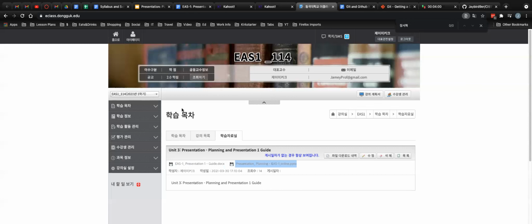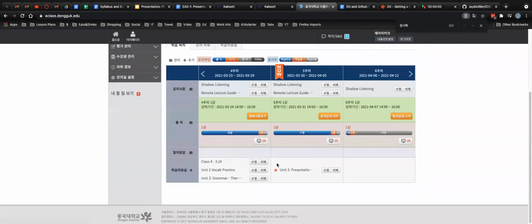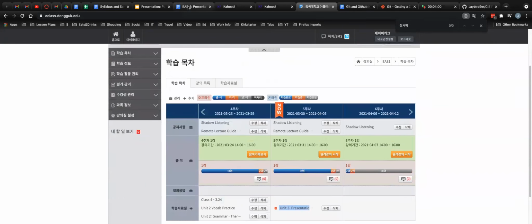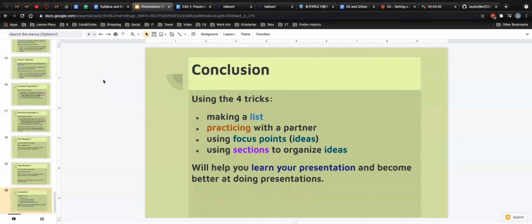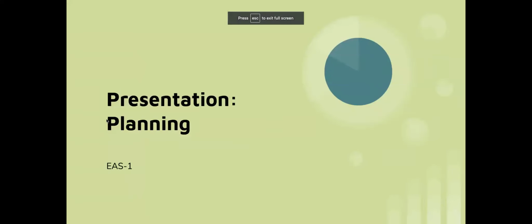Okay. And another way to find these Unit 3 documents is to go to the main page and click on the link here. So I would do that now. And let's see. But right now, I'm going to get us started on the presentation planning.